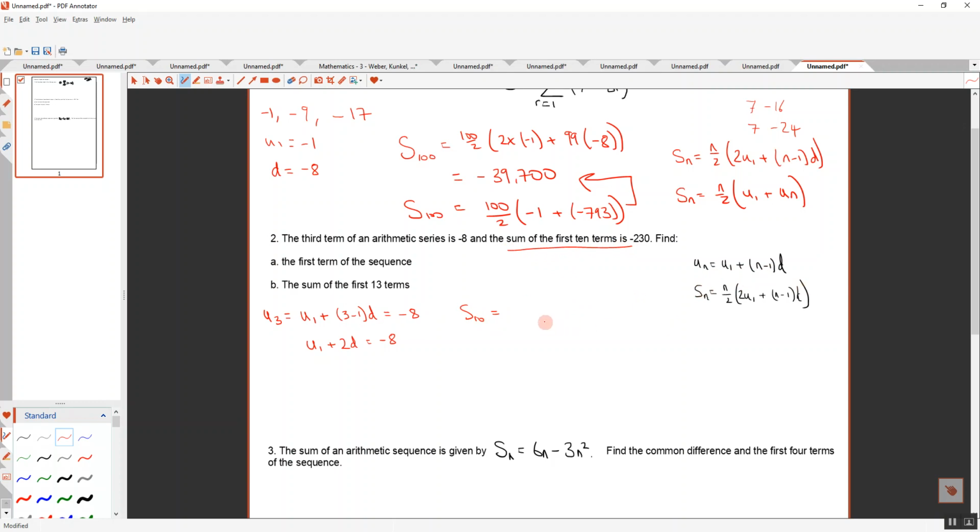So I'm going to use this formula. So it's 10 terms, 10 over 2, 2u1 plus n minus 1, so 10 minus 1, so that's 9d. And that equals negative 230. So my other formula is 5 times 2u1 plus 9d equals negative 230. So I've got two equations. I've got two unknowns. So what do I have to do with them? Simultaneous equations, right.